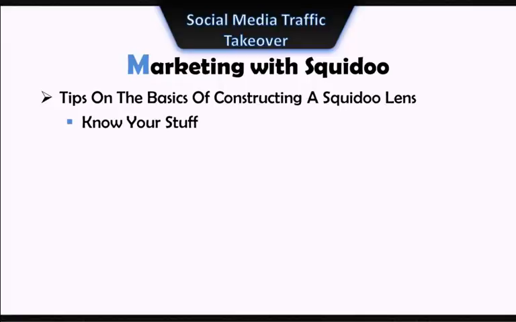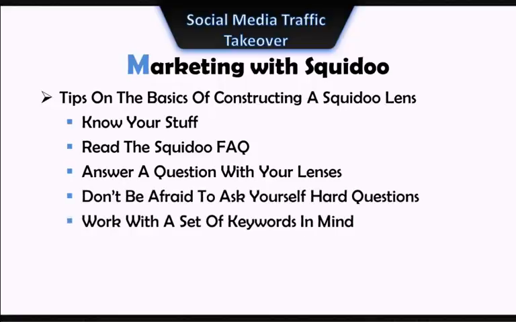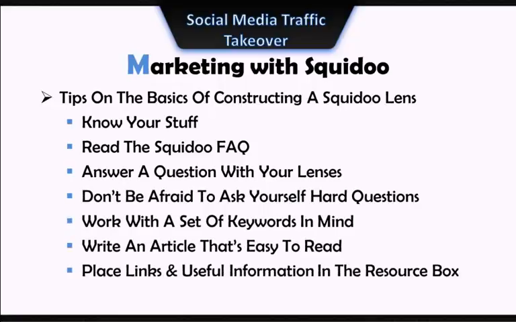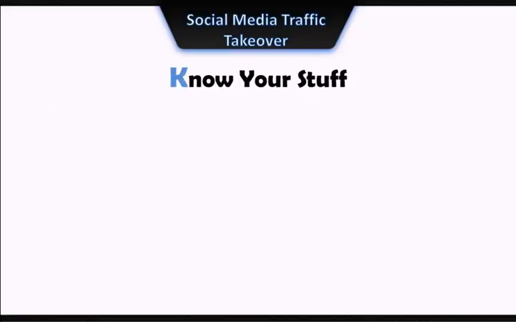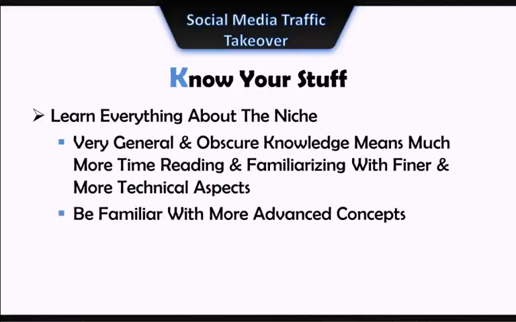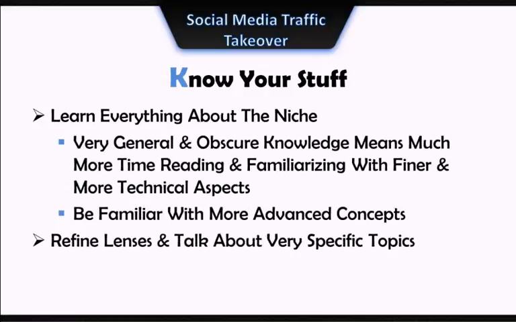Know your stuff. The first thing you need to do, even before you think of writing a Squidoo lens, is to learn everything you can about your particular niche. If you have a very general and obscure knowledge of your particular niche, then you have to spend much more time reading and familiarizing yourself with its finer and more technical aspects. While you are not necessarily compelled to produce thesis or doctorate-level pieces on Squidoo, it does help if you are at least familiar with the more advanced concepts that you will talk about.